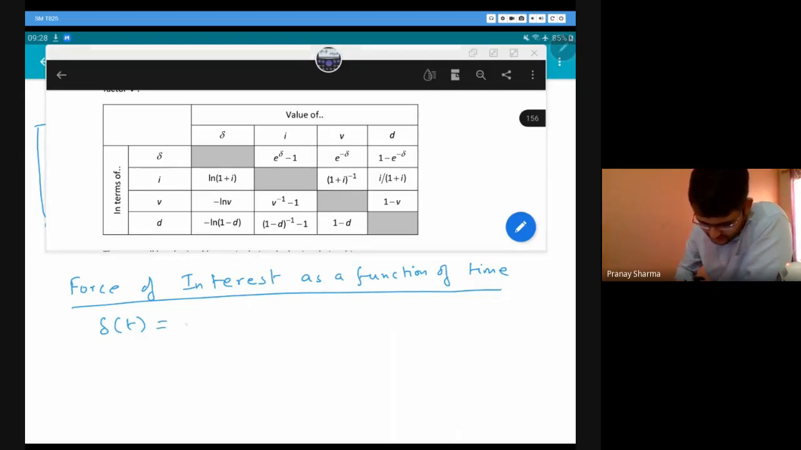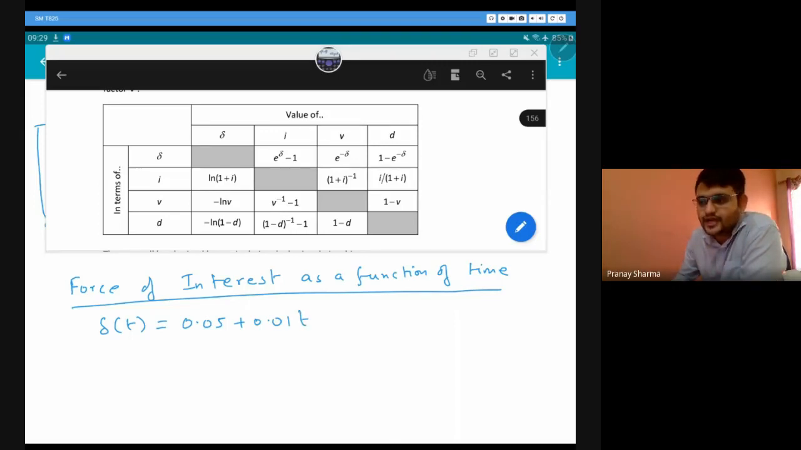So I would say that in the first year, at time 0, that means today, I will give you, let's say, 5%. I will have 0.05, but as the time increases, I will increase your payment by 1% each year. So I will say 0.01 t. So in time 1 it becomes 6%, in time 2 it becomes 7%, in time 3 it becomes 8%, right? So as we increase the time, our rate of interest or our force of interest also increases.